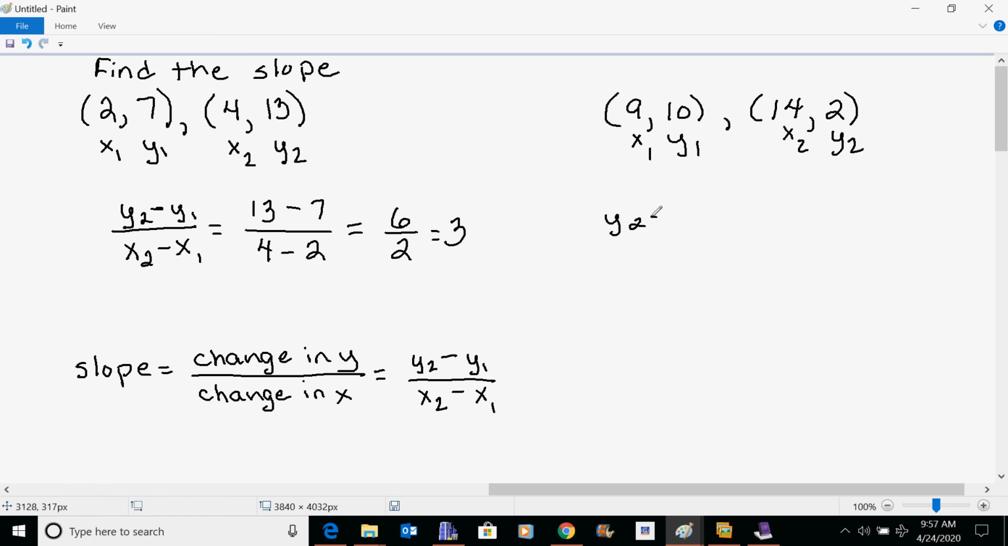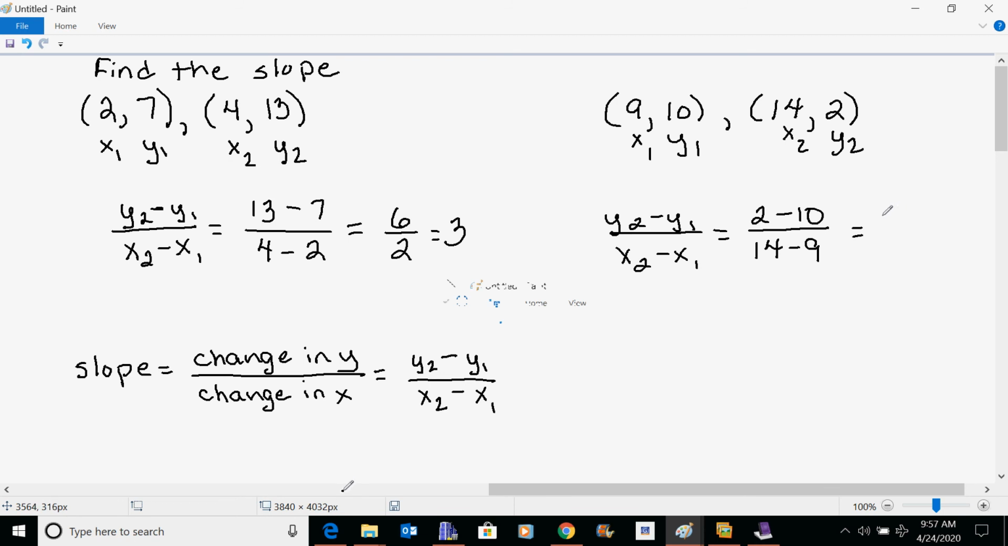So y2 minus y1 over x2 minus x1, 2 minus 10 over 14 minus 9. All right, so when we do this and we are trying to do 2 minus 10, you're taking a bigger number away from a smaller number.